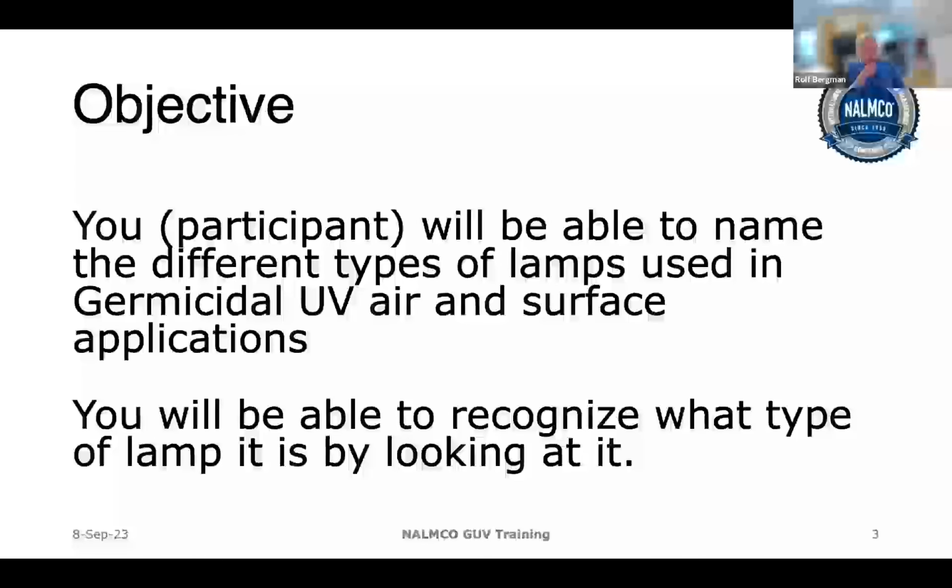So the objective for you, hopefully, is that you will be able to name the different types of lamps that are used in germicidal UV air and surface applications, and that you recognize the lamp type by looking at it.